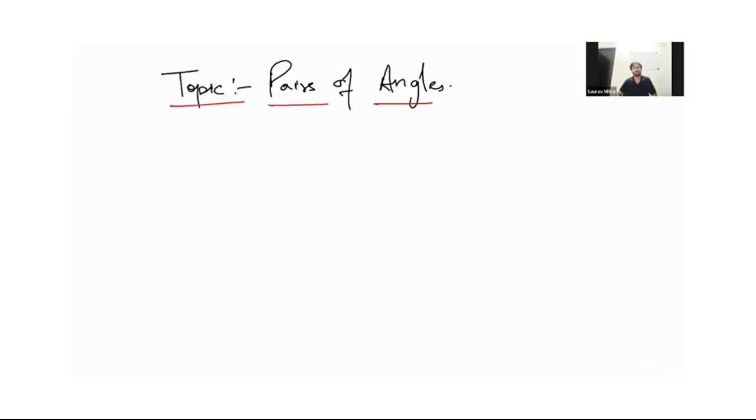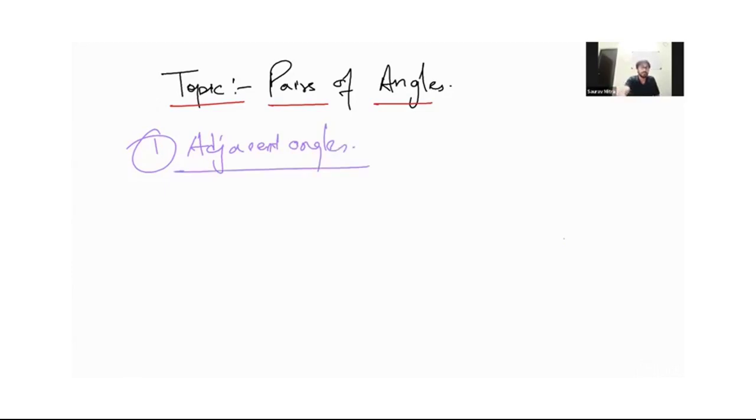Today's topic for the session is pairs of angles from your chapter, Lines and Angles. So we will discuss some of the pairs of angles which we will get when lines are intersecting and when lines are not intersecting. First is adjacent angles. What are adjacent angles?